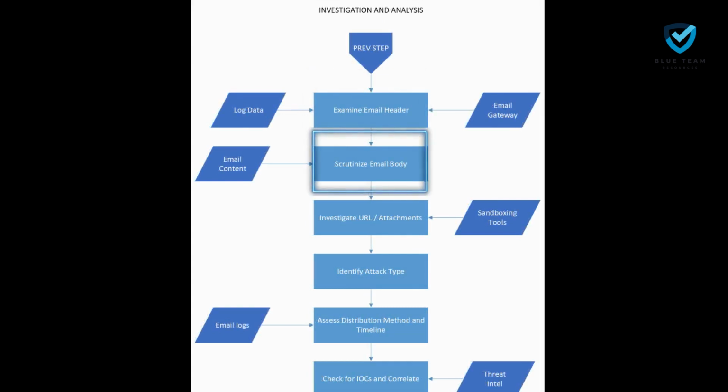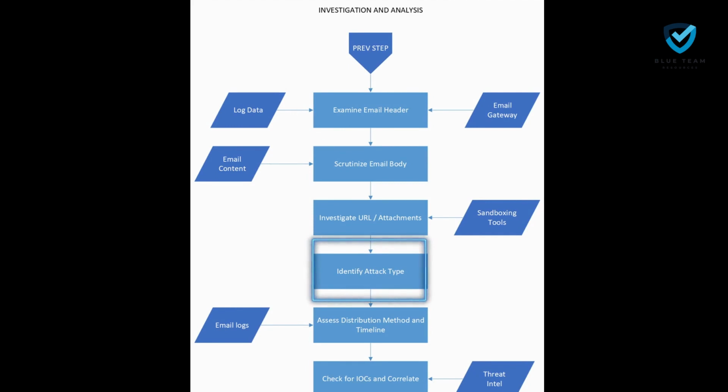Step 2, inspect the email content. Scrutinize the email body for indicators of phishing, such as sense of urgency, grammatical errors, or requests for sensitive data. Pay attention to the tone and language used, and compare it to the sender's usual communication style. Step 3, investigate the URL and attachments. If the email contains links or attachments, analyze them for potential malicious content. Check the URL for inconsistencies or redirections, and scan attachments for malicious payloads using antivirus software.